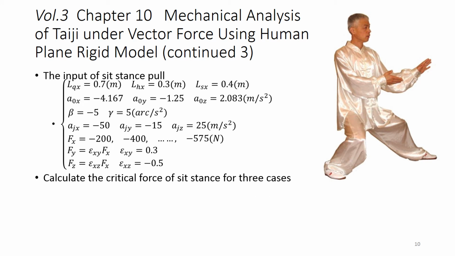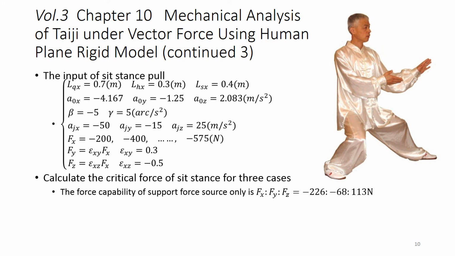Calculate the critical force of sit-stance for 3 cases. The force capability of support force source only is Fx to Fy to Fz equal to negative 226 to negative 68 to 113 Newton.